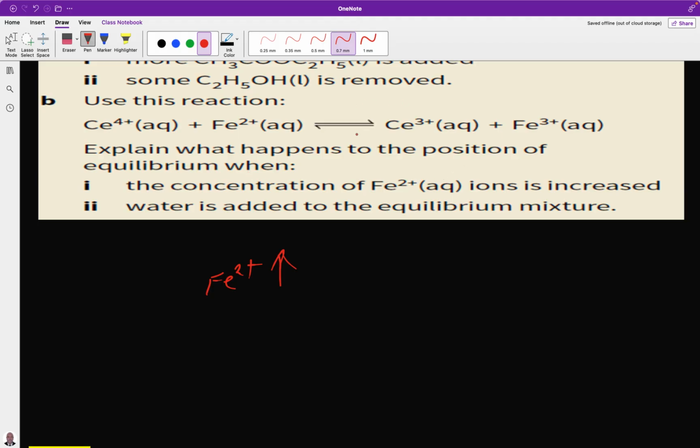The equilibrium is no longer there again. To restore the equilibrium, what happens? The equilibrium will shift from left to right and will favor the production of more Fe3+. For us to restore this equilibrium, when more Fe2+ is added, the equilibrium will shift from left to right, favoring the production of more Ce3+ and Fe3+.